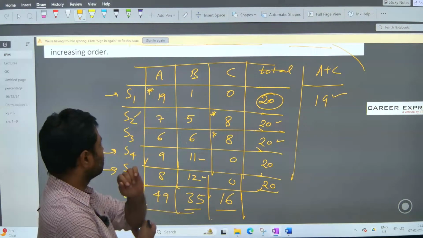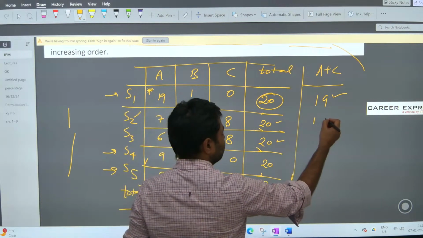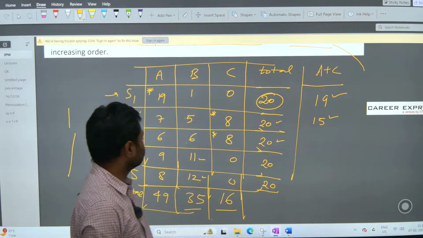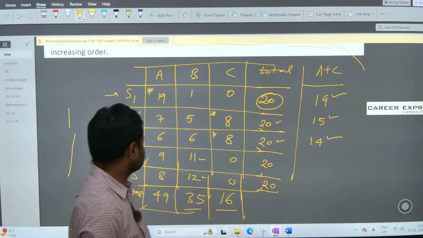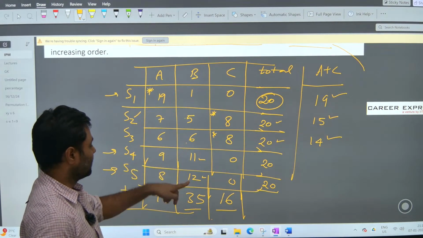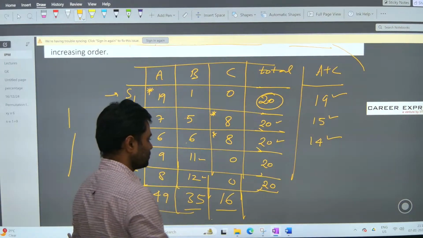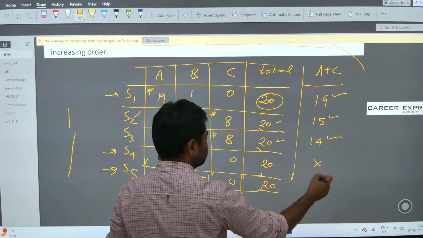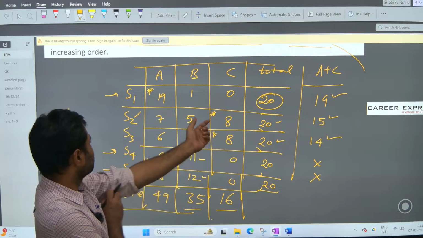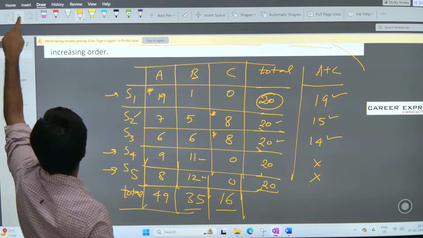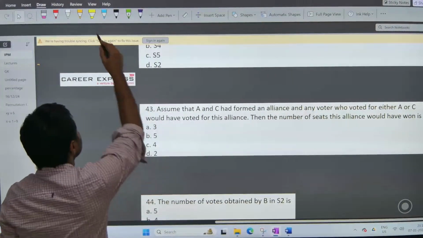In S2, 7 plus 8 will be 15. They will get 15 votes, so they will win S2. In S3, 6 plus 8, 14, so they will get 14 votes, so they will win this also. In S4, B gets 11 votes, so even if we put them together, they will not get more than 11 votes. So they will not win S4 and they will not win S5. So they will still win these three constituencies, S1, S2, and S3. So the question which asks us the number of constituencies that the alliance could win is 3.